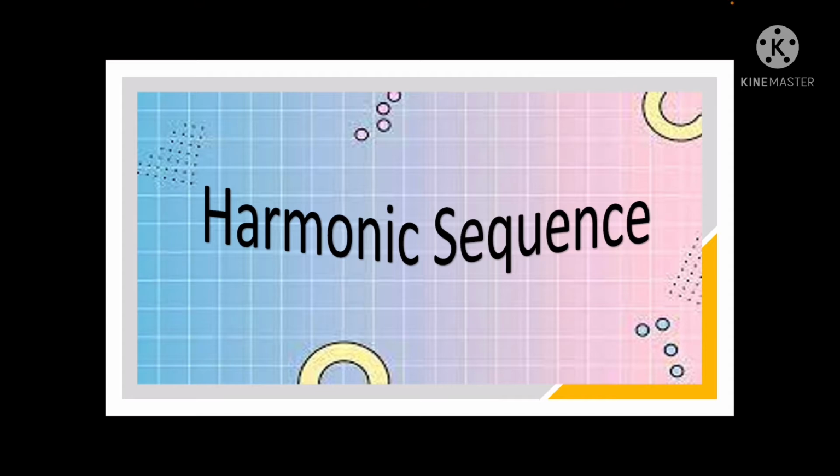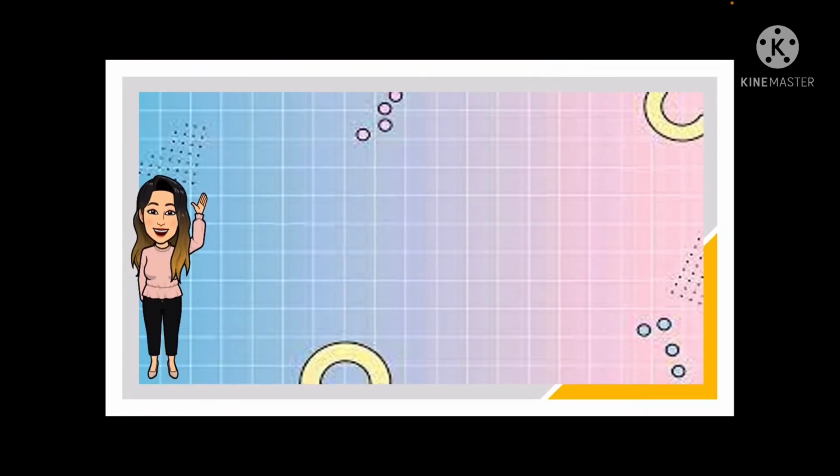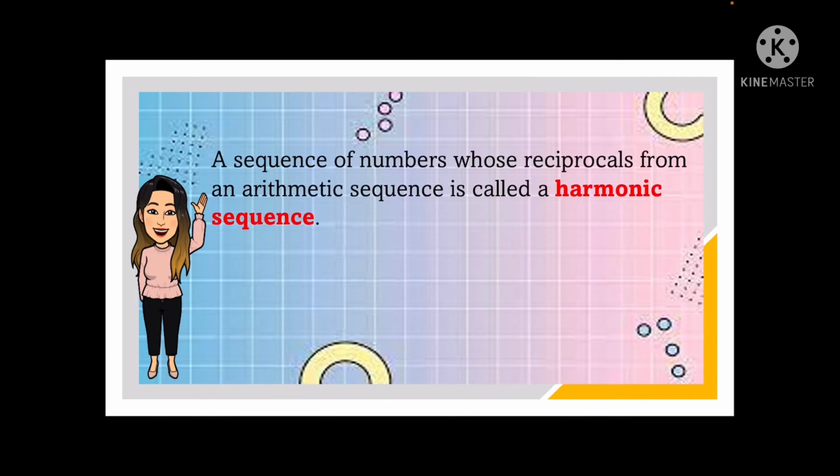Okay, so for today's lesson, we have harmonic sequence. Our objective for this day is to identify harmonic sequence and find the specified term of a harmonic sequence. When we say harmonic sequence, it is a sequence of numbers whose reciprocals, take note of this word, reciprocals, form an arithmetic sequence. In short, when we say harmonic sequence, you will just get the reciprocal of the given arithmetic sequence.